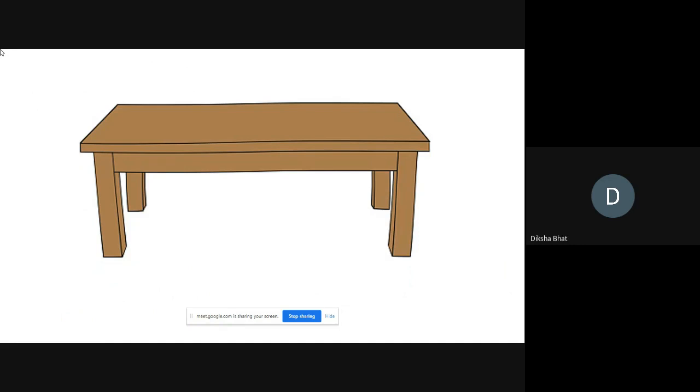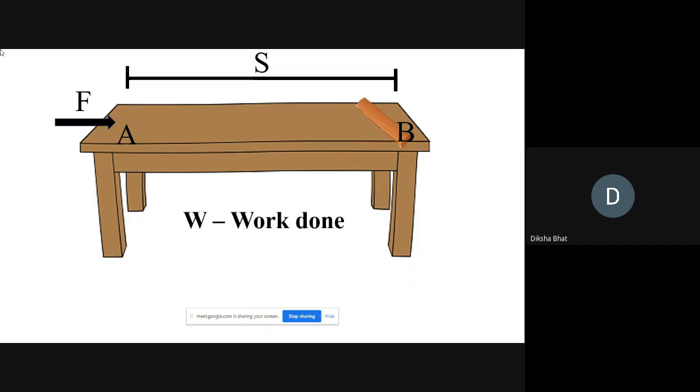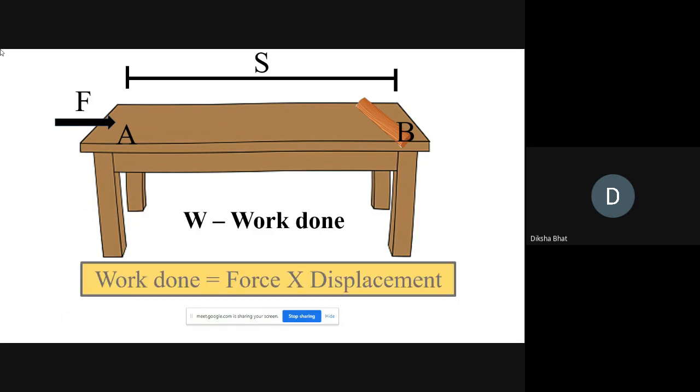Okay. Now consider this wooden block as an object. Let a constant force F act on this object. Let A be the initial position of this object. As the force acts on the object, it gets displaced through the distance s. Let W be the work done. We define work done to be the product of force and displacement. That is, work done is equal to force multiplied by displacement. We write it as W = F × s. Work done by a force acting on an object is equal to the magnitude of the force multiplied by the distance moved in the direction of force.